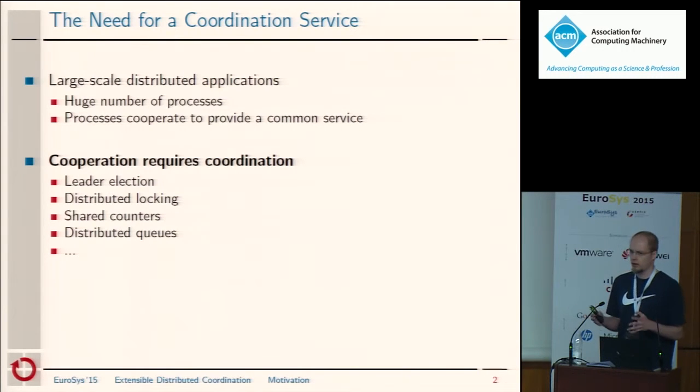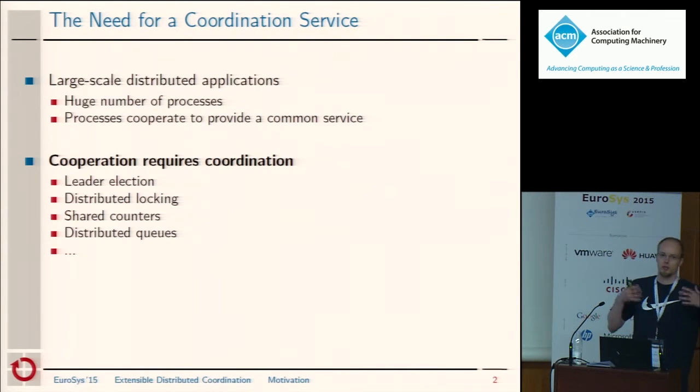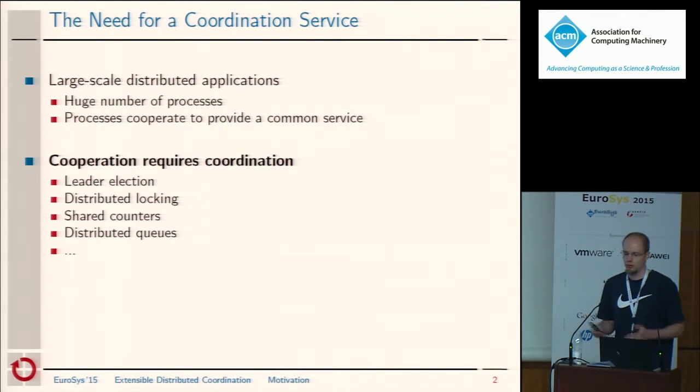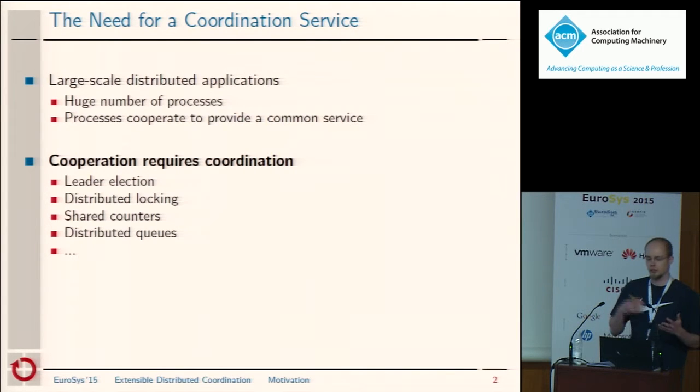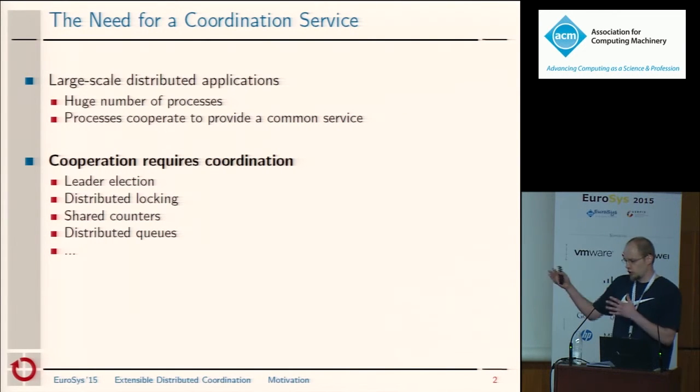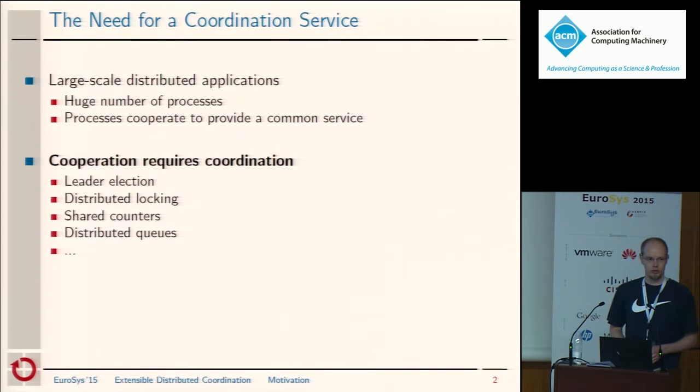Today's data centers run large-scale distributed applications in which potentially a huge number of processes cooperate to provide a common service. For example, a distributed file system like HDFS or a distributed data processing framework like MapReduce. Now, whenever multiple processes cooperate, there's usually some form of coordination mechanism required. For example, to elect a leader or to have a distributed queue which allows different processes to communicate.